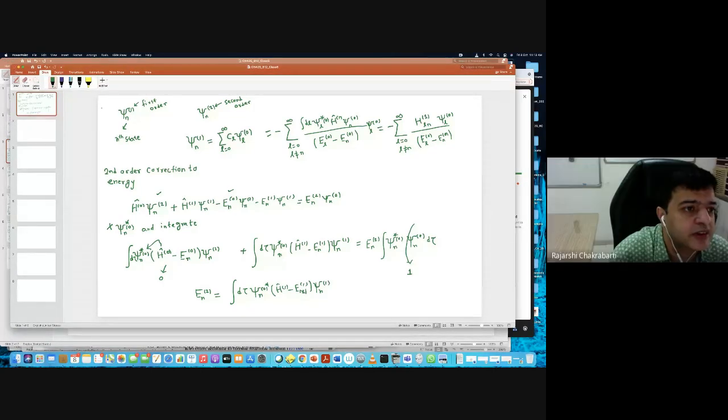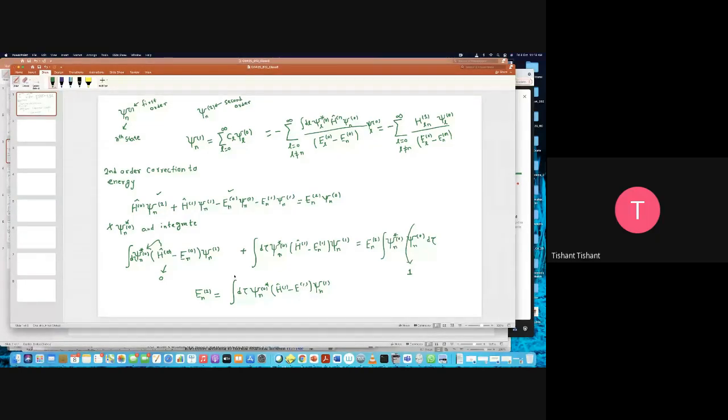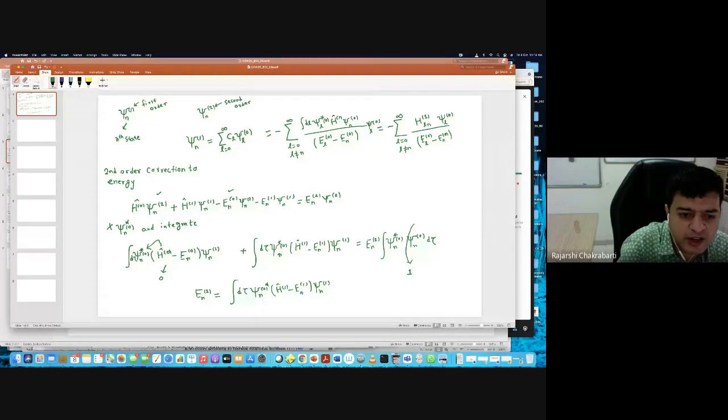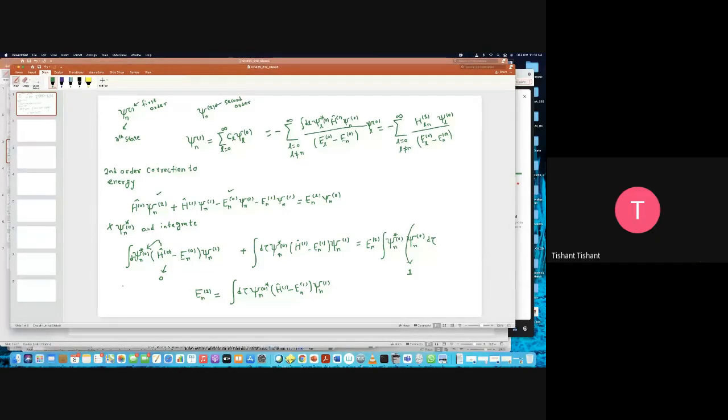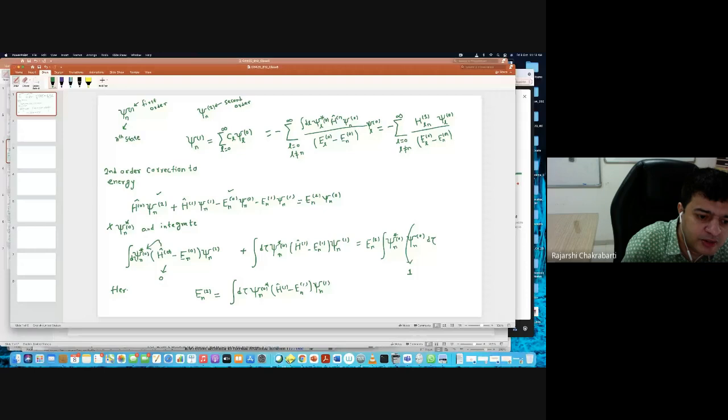Oh, that is N, of course. Yes, tell me. Sir, can you please explain the 0 part? Yes, because this is a Hermitian operator, H0, the Hamiltonian. So I just use the Hermitian property.